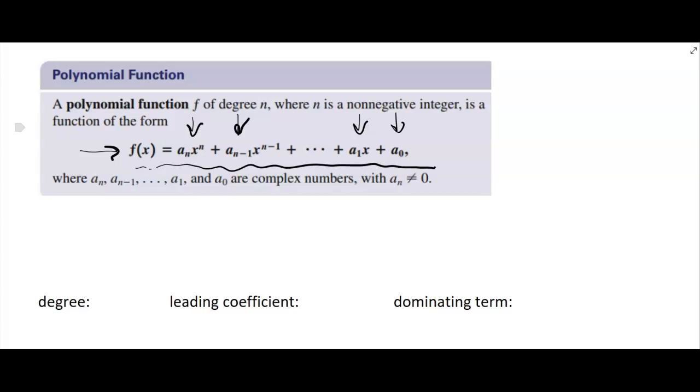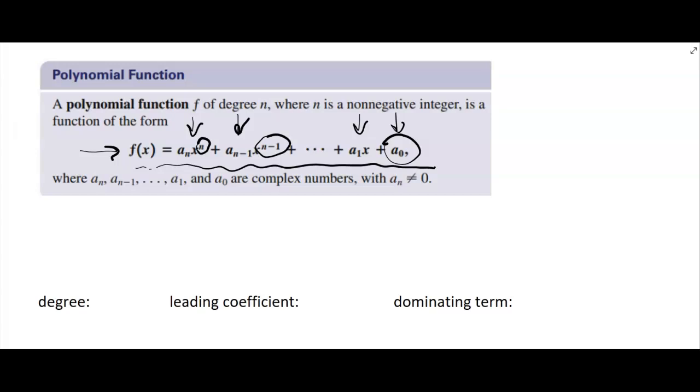So the n here represents the highest degree of the function. So if you have like x to the 5th and all the other exponents are less than that, then x to the 5th would be the first term. And then the next term would be x to the 4th, and so on and so forth until you get to the constant at the end.